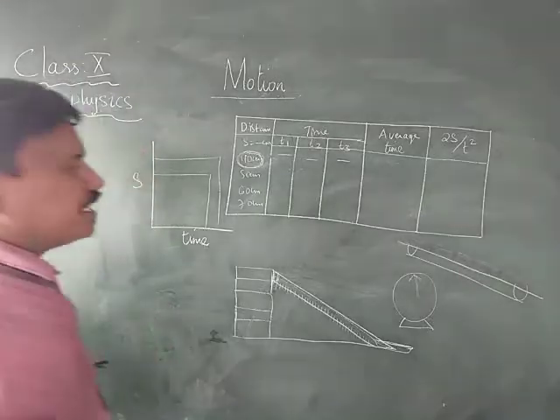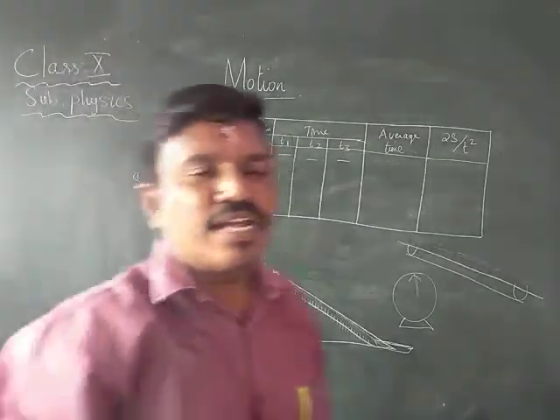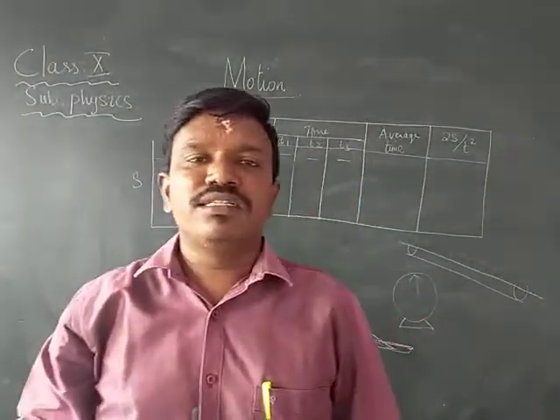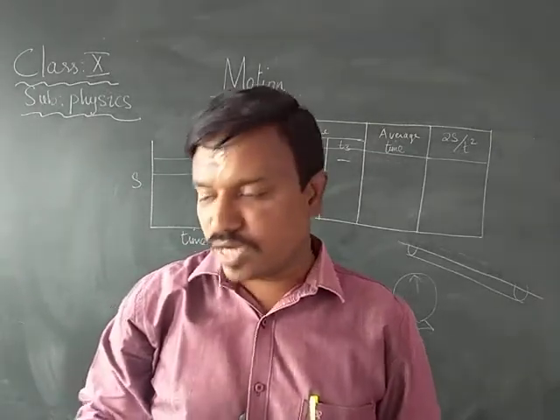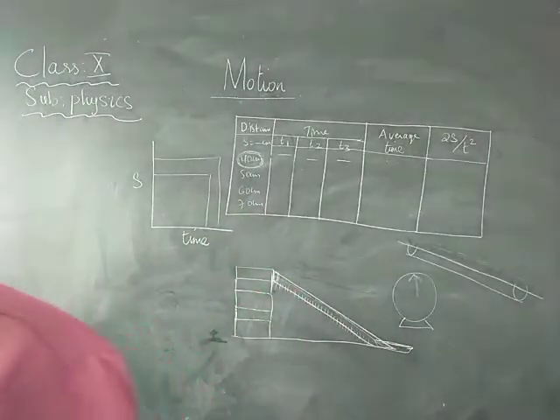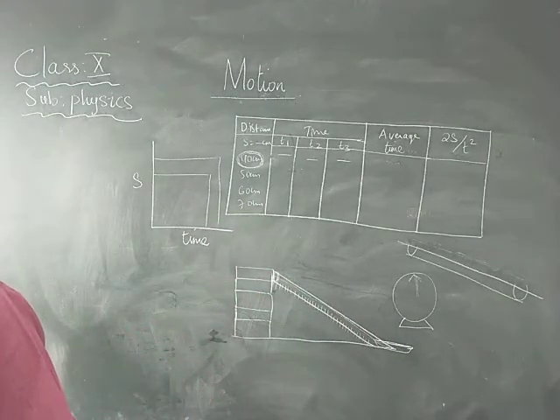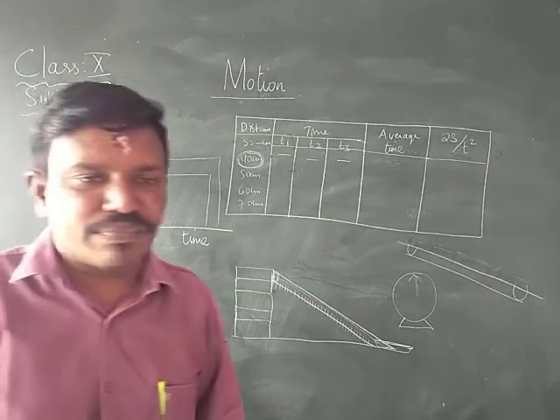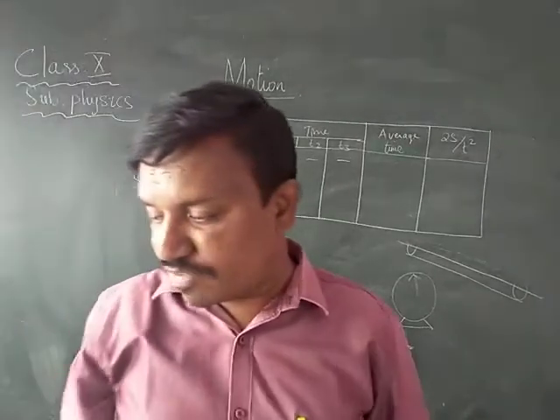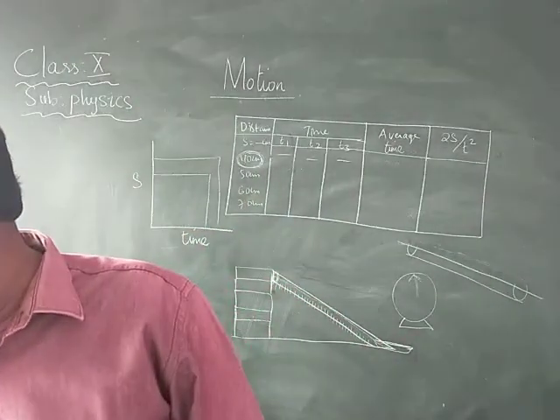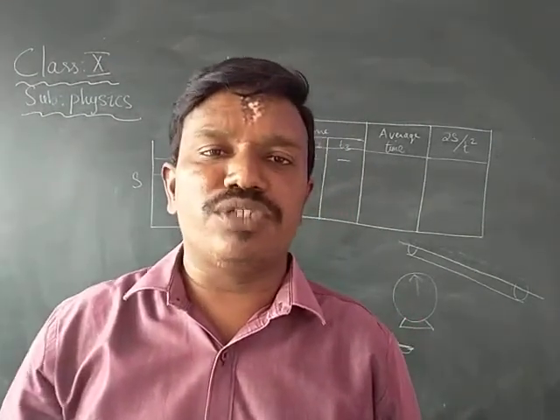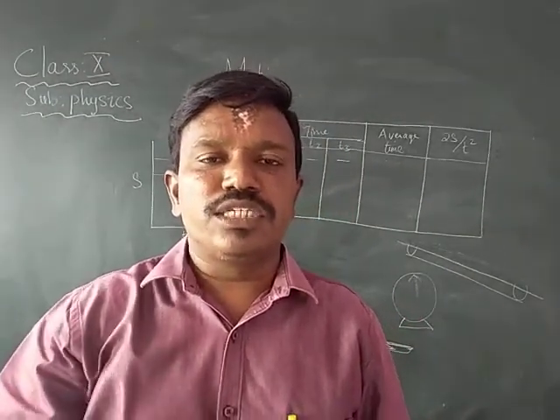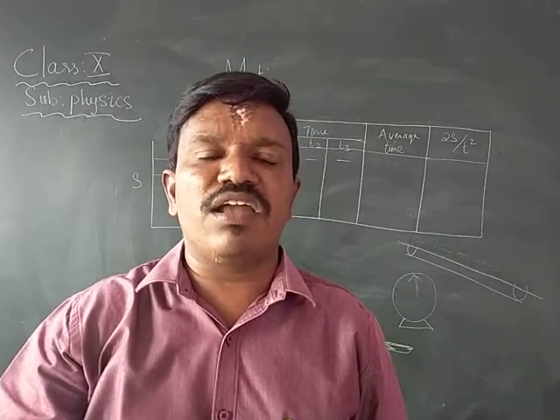Here, based on the slope you are having, you can find out the acceleration as well as the velocity of an object. Okay, that means speed in a particular direction is called the velocity.